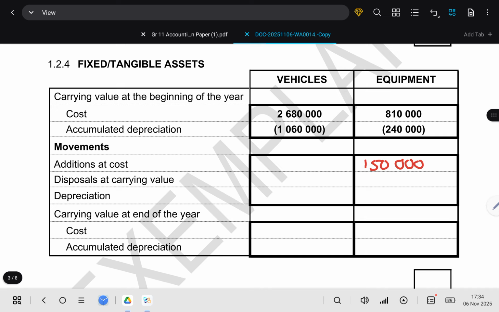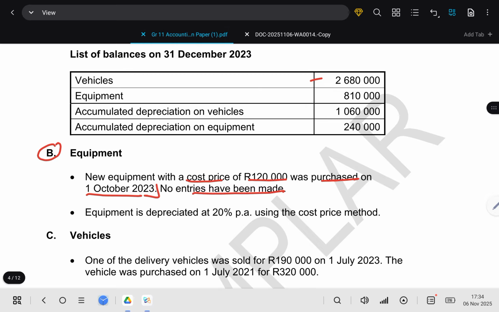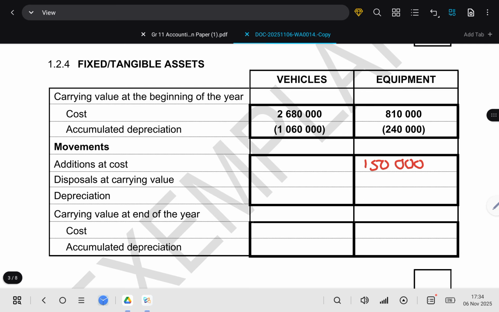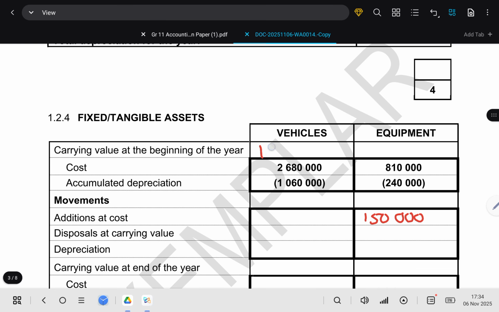Remember, we are looking for ways where you can earn marks. So this one will need to come back so that we can calculate depreciation. I just noticed that on the fixed assets, they have made you look for carrying values. So what you can do, you can just look for them immediately so that you can earn marks. So if we say 2,680,000 and then we subtract 1,060,000, we are going to get 1,620,000. So we're going to get our carrying value as 1,620,000.